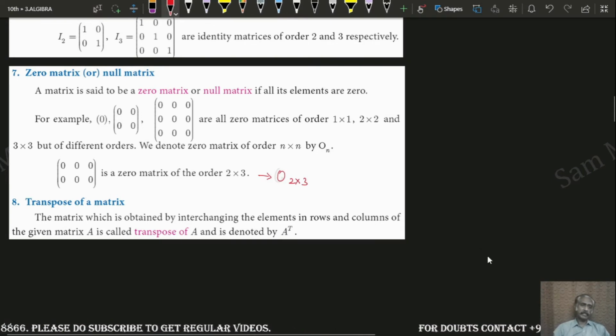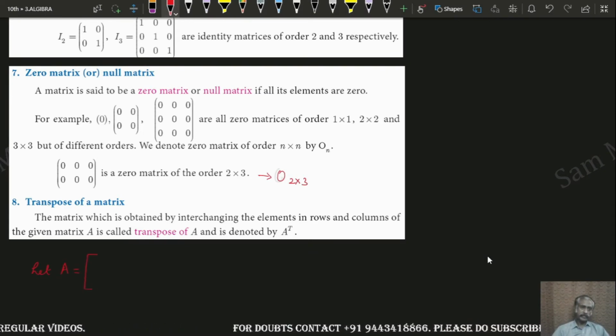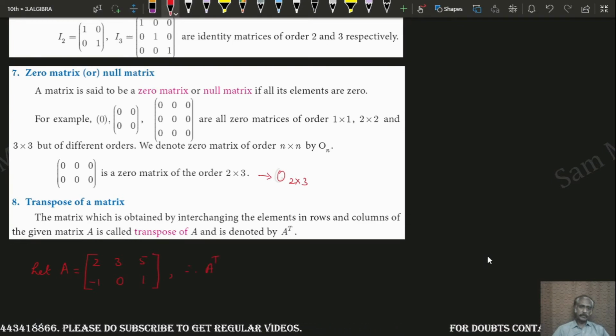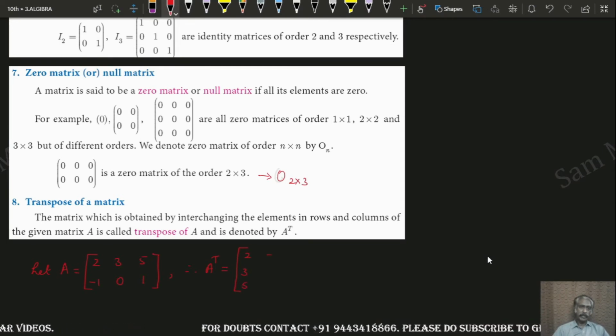See here, I am considering let A is equal to 2, 3, 5, minus 1, 0, 1. Therefore, A transpose will be, we have to interchange the rows and columns. First row becomes first column. So 2, 3, 5 becomes the first column, and minus 1, 0, 1 becomes the second column.